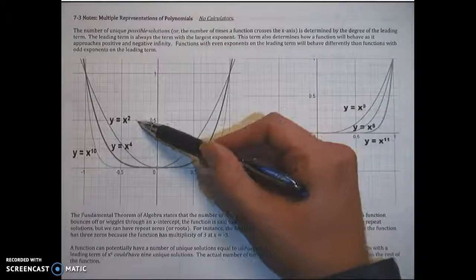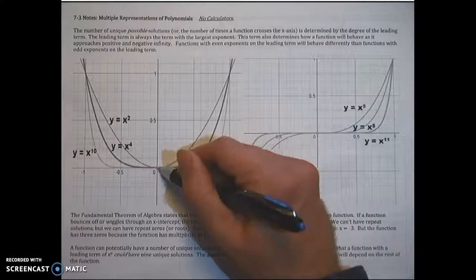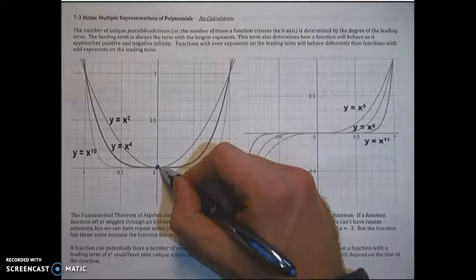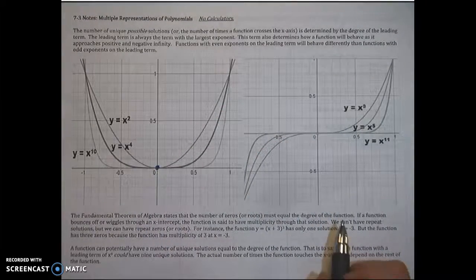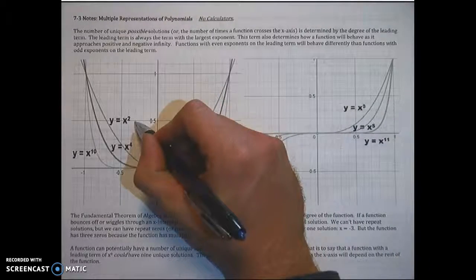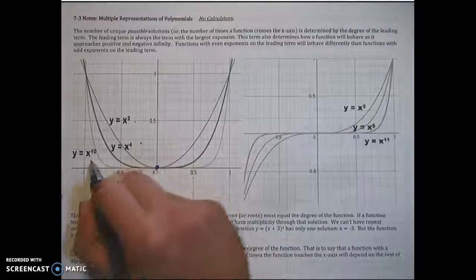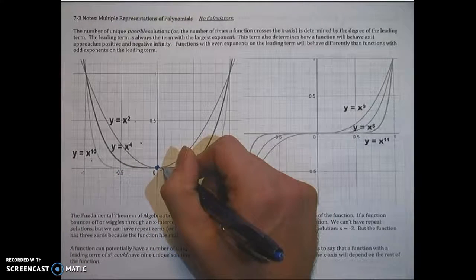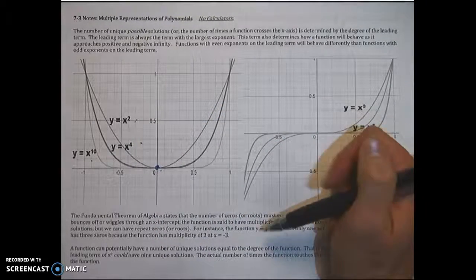Also, x squared, x to the fourth, x to the 10th, they all have one solution at x equals 0. Every time that it touches the x-axis, that's a solution. So all three of these functions have one solution, but they all have more than one zero. X squared has two zeros. X to the fourth has 4 zeros. X to the 10th has 10 zeros. Even though it only touches the x-axis once, it has multiplicity around this point of 2, 4, and 10 respectively.